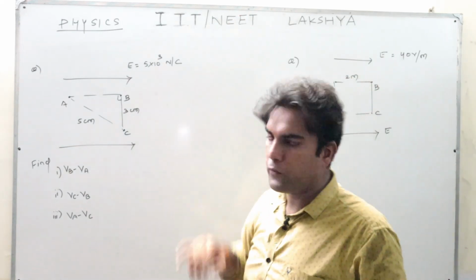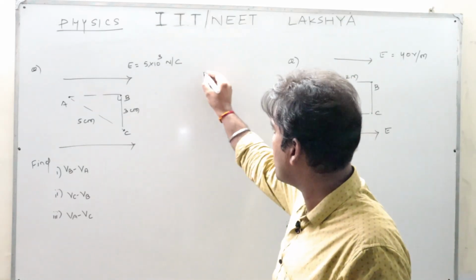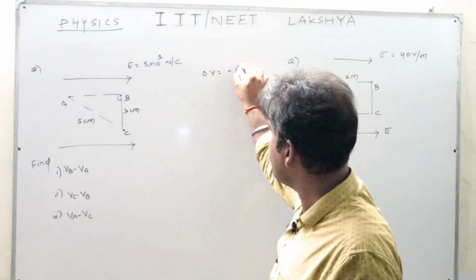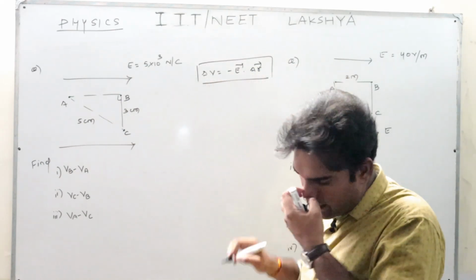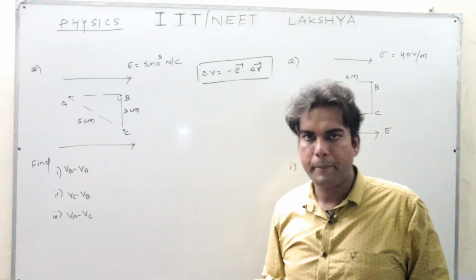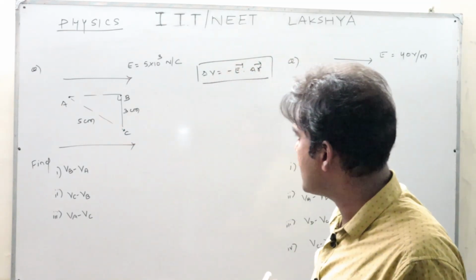See, now this is a uniform electric field. So now there are 2 methods basically. One, you can directly apply the formula. Formula is this, delta V equals minus E dot dr. This is the formula. But I would advise you not to use this formula, but rather go by the concept.